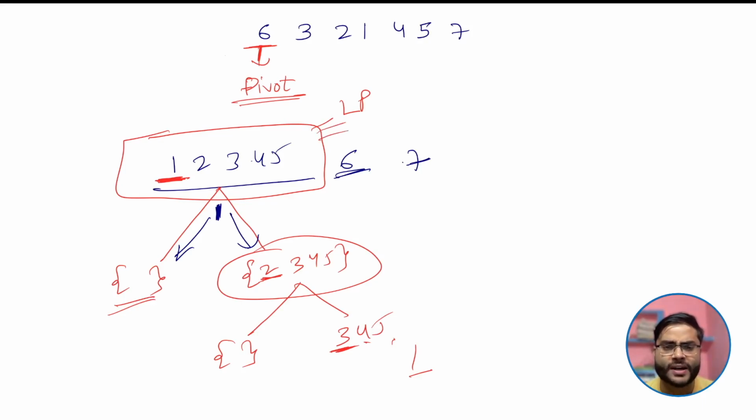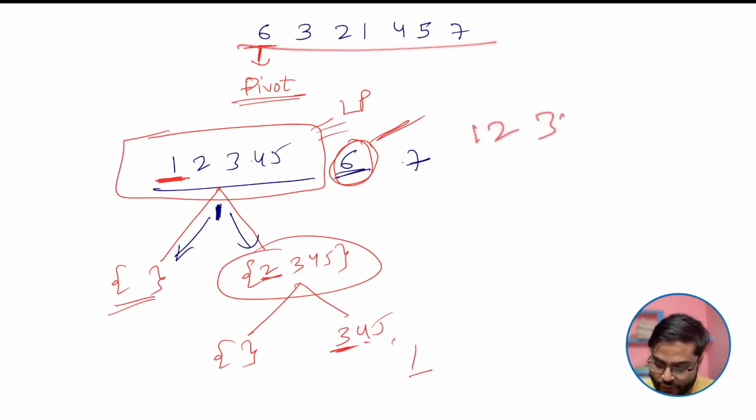Now let's see how we can do it. The idea is very simple, that we will put the pivot in the correct position. Let's say if I choose 2 as a pivot, so the correct position of 2 is second, right? We are taking elements 1 2 3 4 5 6 7. So if I choose 2 as a pivot, then I will make sure that 2 will be in the second position after my partition algorithm.